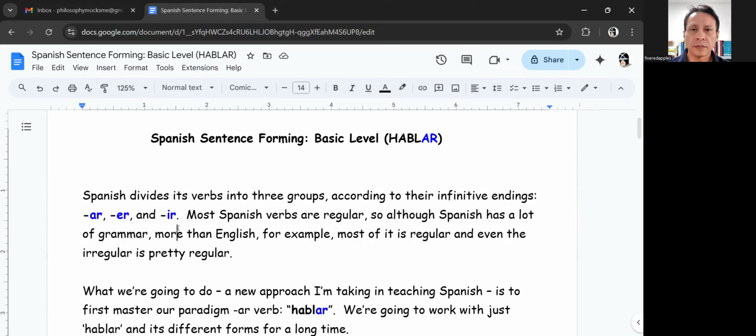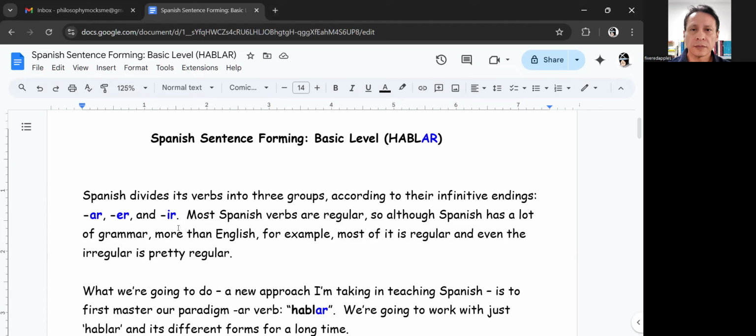We're not going to see comer and vivir for a long time. And this is kind of the point of what I'm going to explain today. But before I get there, let me continue. Most Spanish verbs are regular. Once you learn how to conjugate hablar, it's nothing to conjugate the other AR verbs in Spanish, and there's a bunch of them.